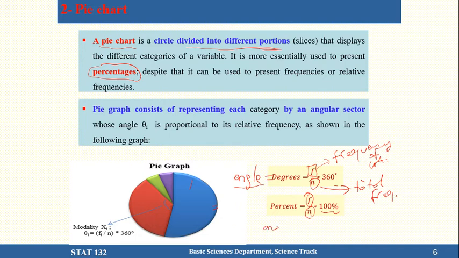Or you can also find the angle by using the percent. The percentage means something divided by 100, for example, 50%. We mean 50 divided by 100 times 360, for example. Okay. And, yeah, this is how we do it.